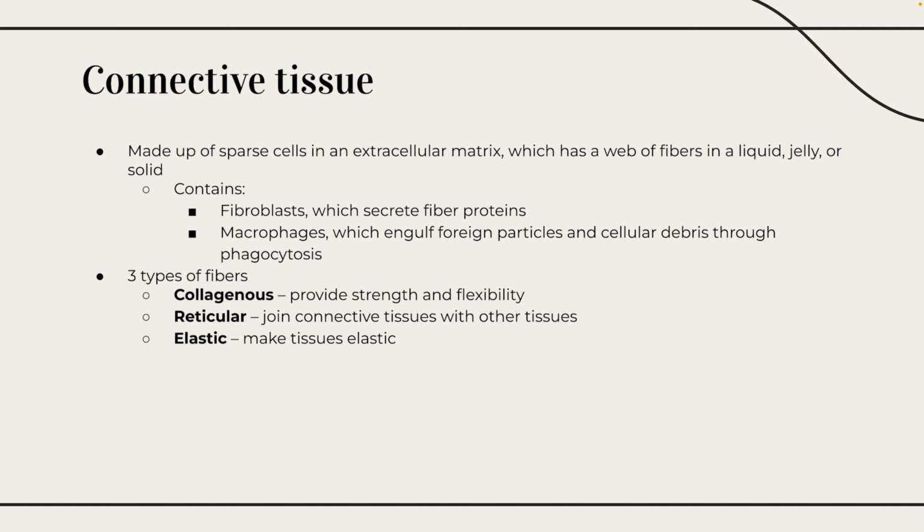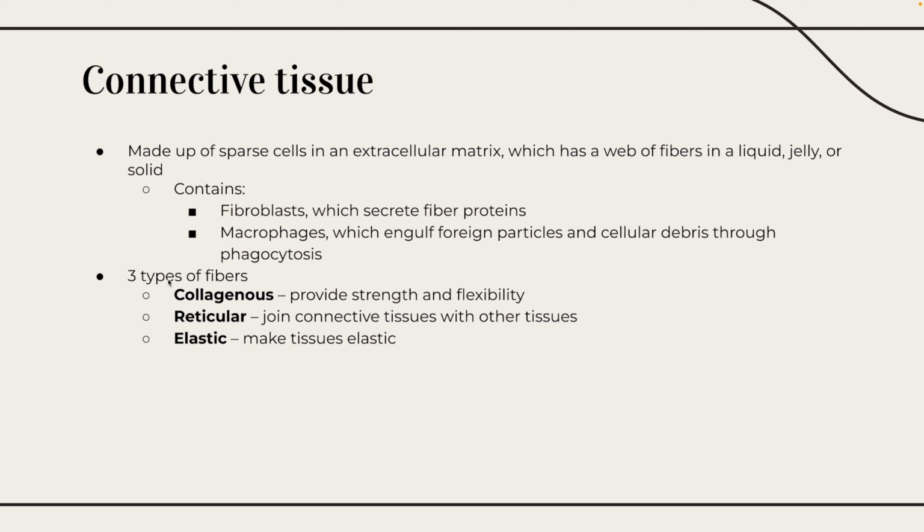Now let's talk about connective tissue. So connective tissue is made up of sparse cells in an extracellular matrix, which has a web of fibers and a liquid, jelly, or solid. And they contain fibroblasts, which secrete fiber proteins, and macrophages, which engulf foreign particles and cellular debris through phagocytosis. These two are both cell types.